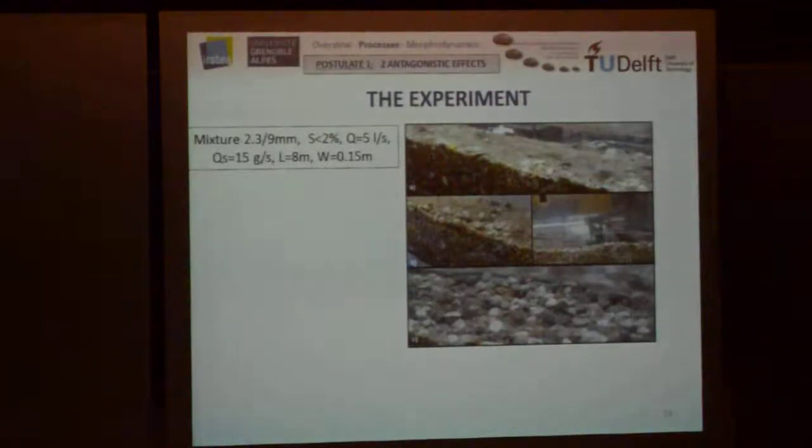Constant slope. And we maintain the feeding condition constant, the discharge and the water. And what we observe is, on this picture, different bed states, as defined by Iseya and Ikeda.